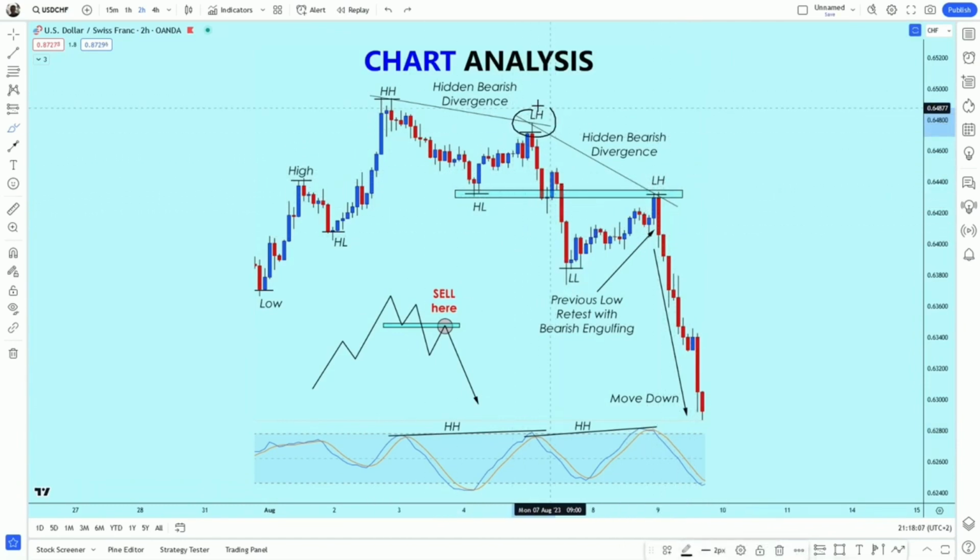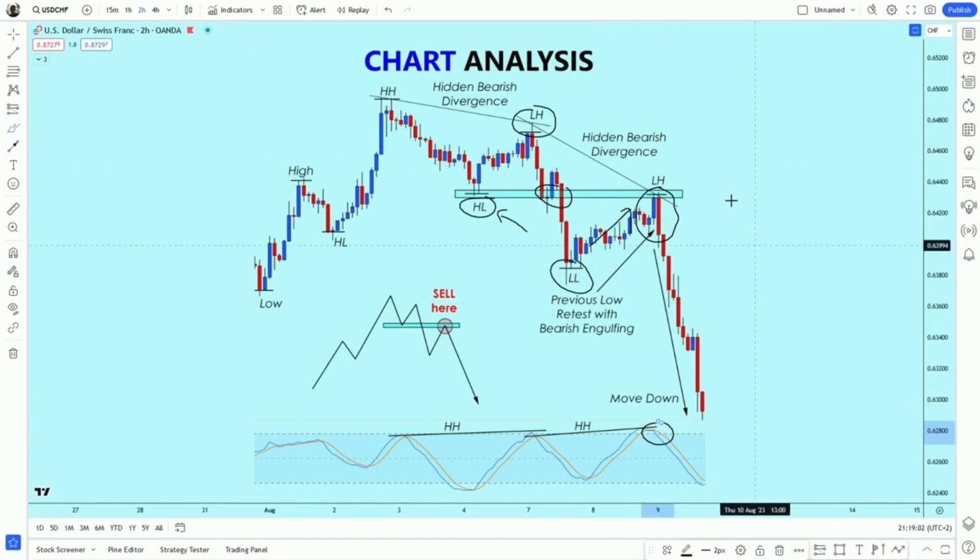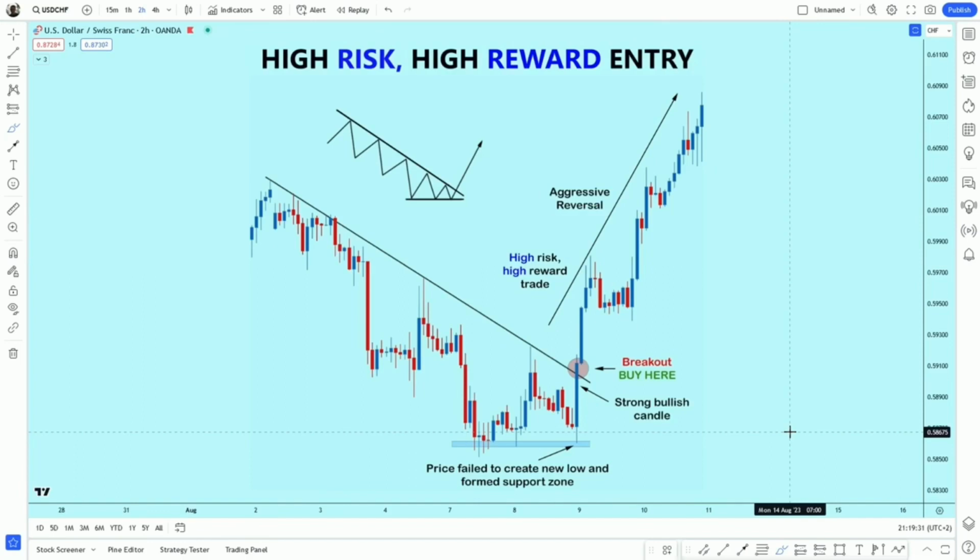So this time we have a lower high formation, we have a breakout of a previous higher low, we have a new lower low formation, we have a retest of a previous higher low with a bearish engulfing candlestick pattern, and also sell signal of our indicator. So all these signs here give us a good reason to sell here. This is an example of very aggressive reversal. As you can see here, price broke our bearish trend line and formed this massive move up.